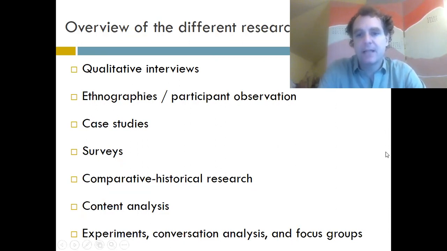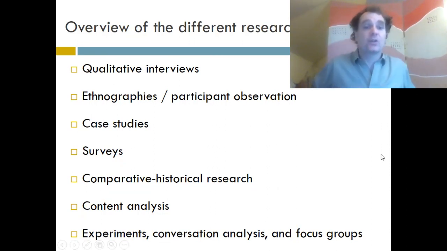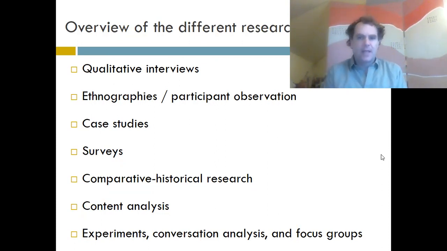Lastly, a series of research methods that's less widely used in sociology. That would be experiments, conversation analysis, and focus groups. These are actually more popular to a certain degree within psychology, particularly experiments. These are still useful methods in certain circumstances, but they just tend to be less widely used within sociology.